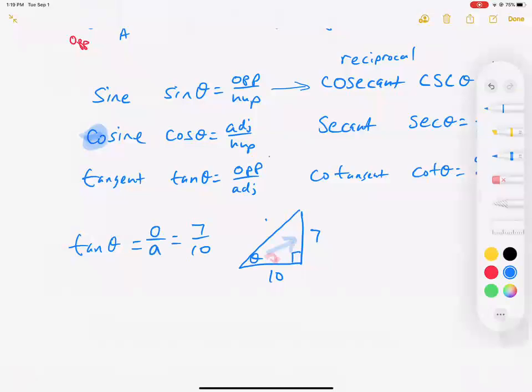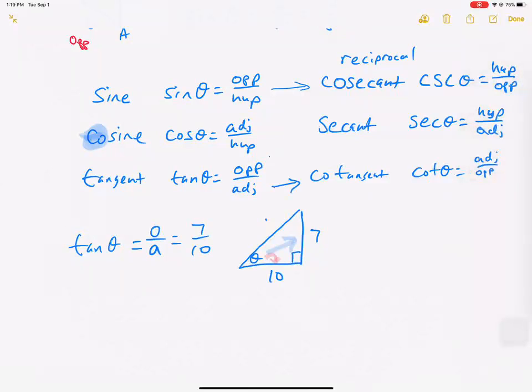So to bring this around, if I know tangent, you also know cotangent, because cotangent is just the reciprocal of this. If I ask you what's the cotangent of the same theta, that's the reciprocal, adjacent over opposite. That's just 10 over 7.